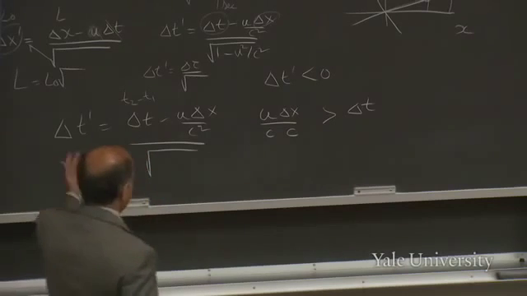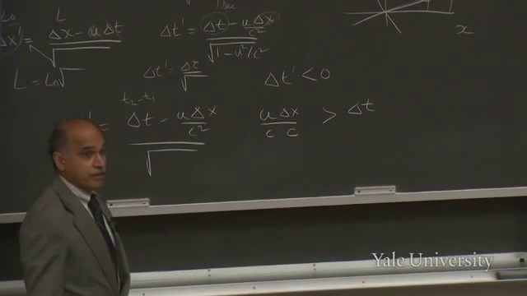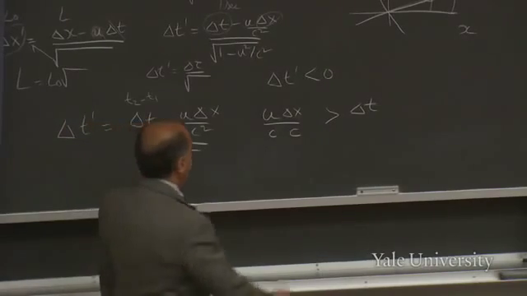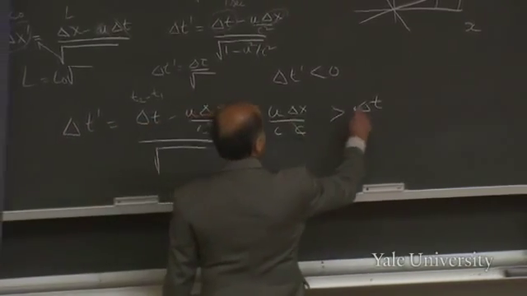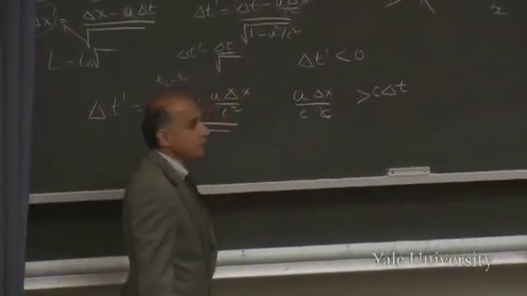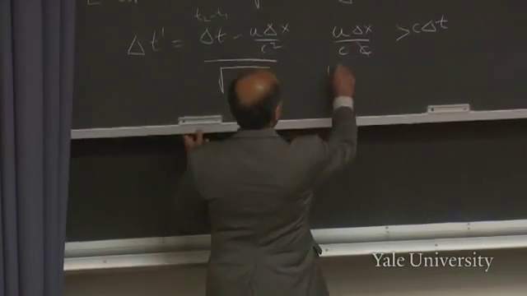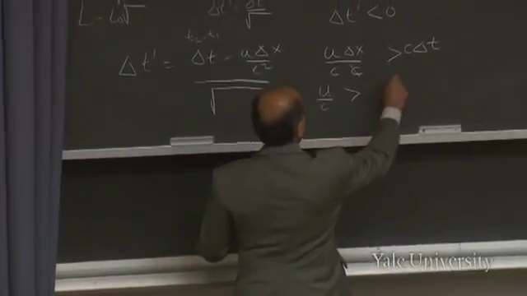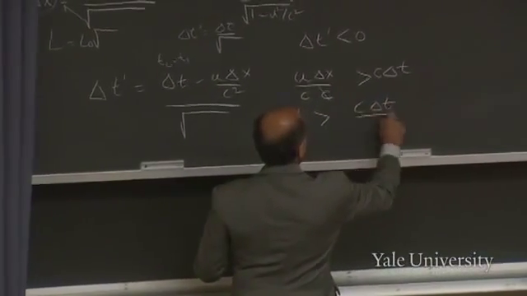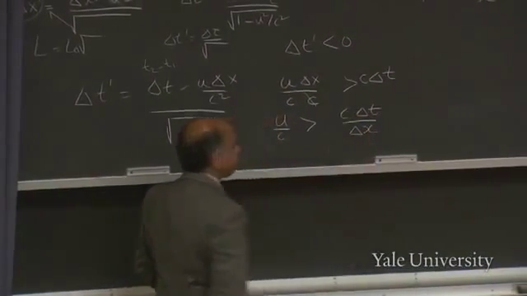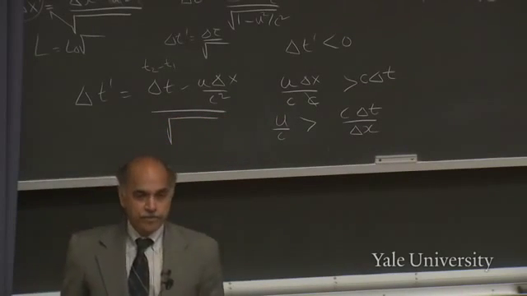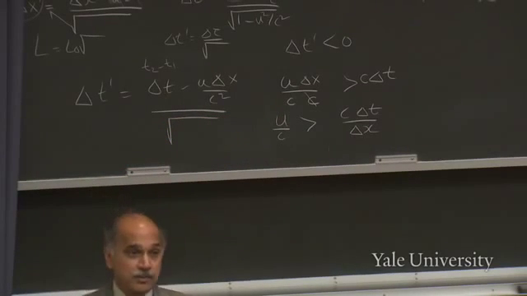If that happens, things are going to happen backwards, right? So let's modify that a little bit by putting this c over here and rewrite it finally as u over c is bigger than c delta t over delta x. Let's understand what this equation means.